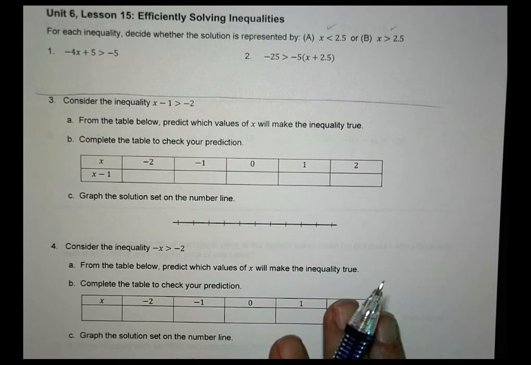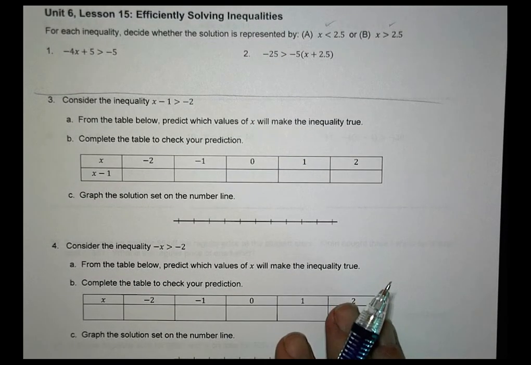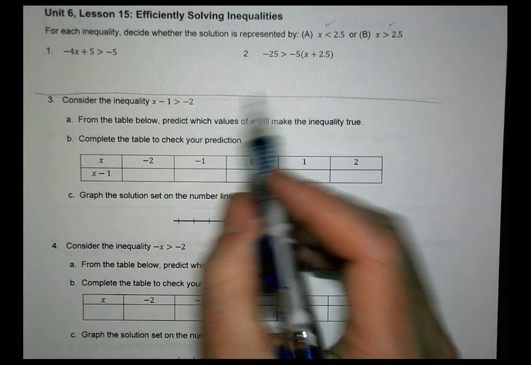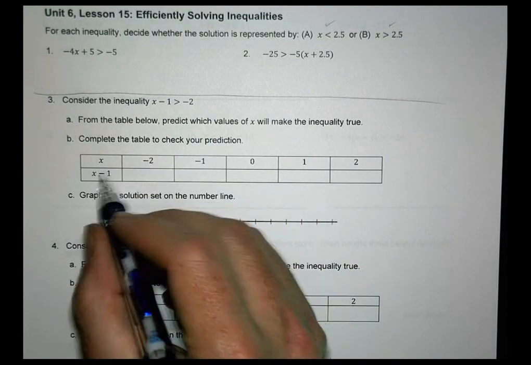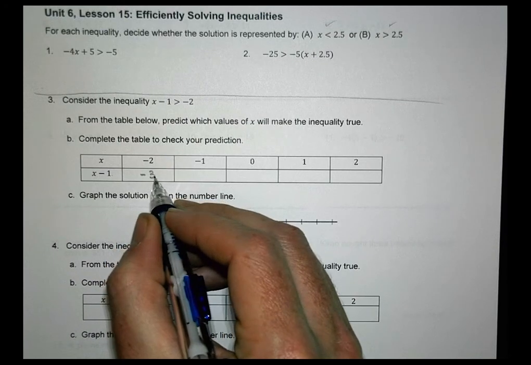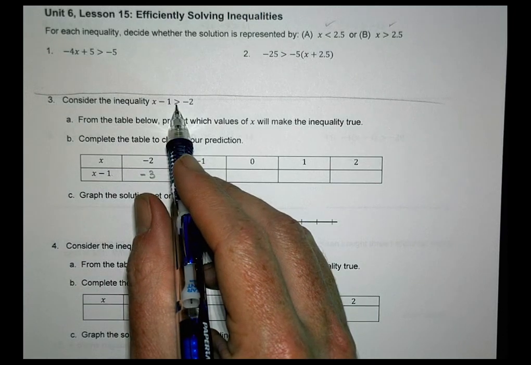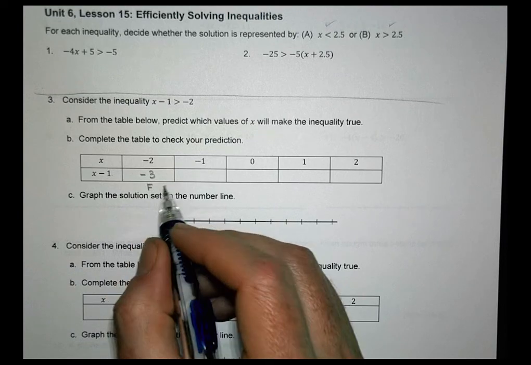Number 3. Consider the inequality x minus 1 is greater than negative 2. From the table below, predict which values of x will make the inequality true, and complete the table to check your prediction. All right, so we want to make sure which one's going to make it true here. So if x is negative 2, negative 2 minus 1 becomes negative 3. Is negative 3 greater than negative 2? It is not true. So that's going to be a false statement right there. Not going to work out.